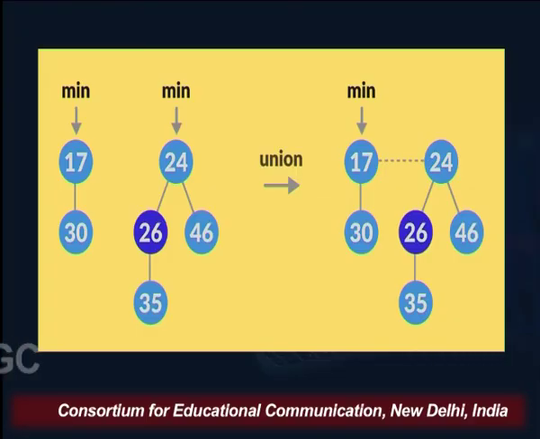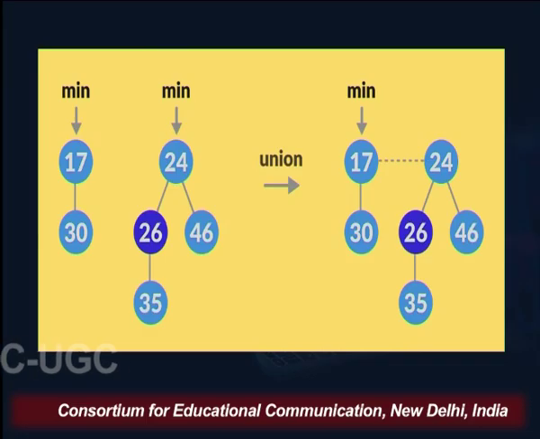Now, here let us take an example. Here we have two heaps. One has two elements, 17 and 30, with only one tree, and the min element is obviously 17. The next one has more nodes in it, although in this second Fibonacci heap also there is only one tree, which is rooted at node 24.